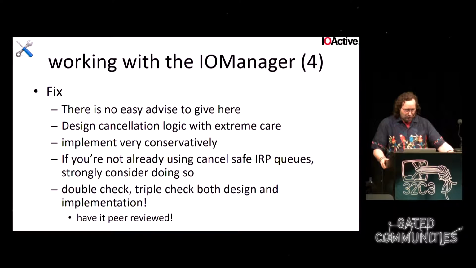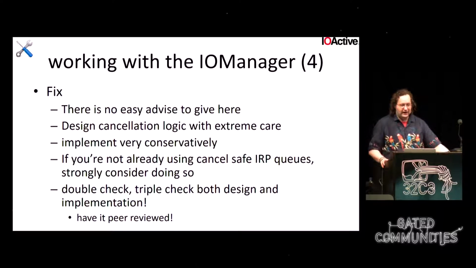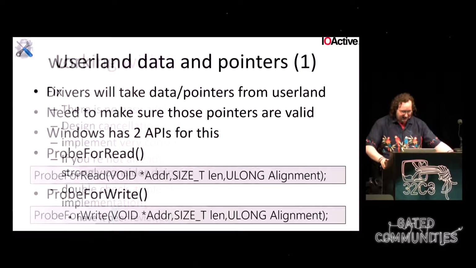This stuff is just extremely complex. When you do IRP cancellation, be very careful, be extremely conservative. Implement with care. Double check, triple check, have it peer reviewed, check again. Try to use cancel-safe IRP queues. That's pretty much it. Unfortunately, there's no better advice.